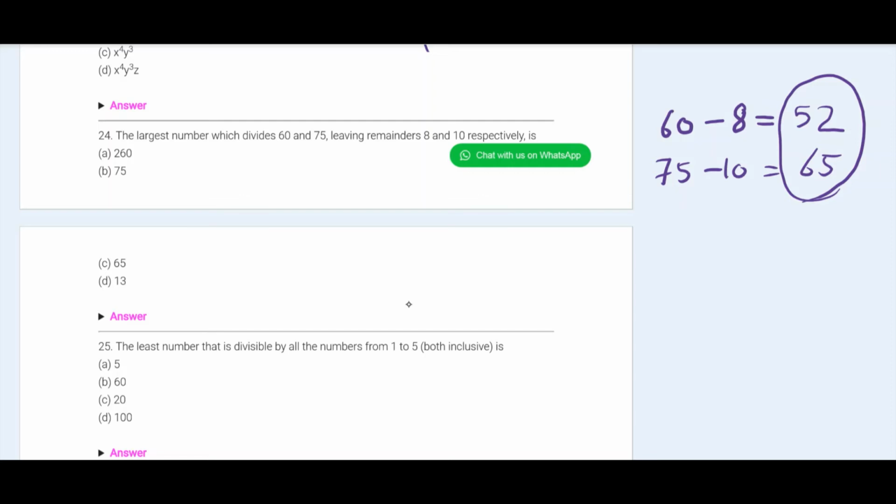Now we need to find the largest number which divides these two numbers. In the sense, we need to find the HCF, the largest number which divides the common factor, right? The highest common factor, largest common factor, or the greatest common factor. The greatest common factor of 52 and 65, these two comes in 13 table. So 13 is the greatest common factor. Option D.